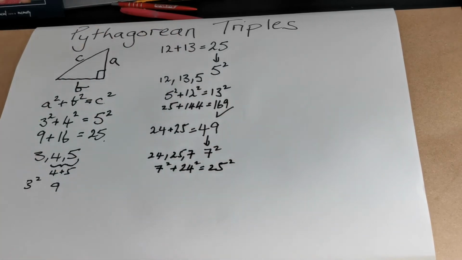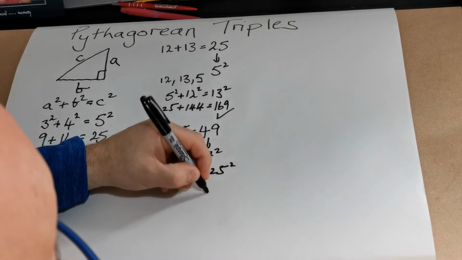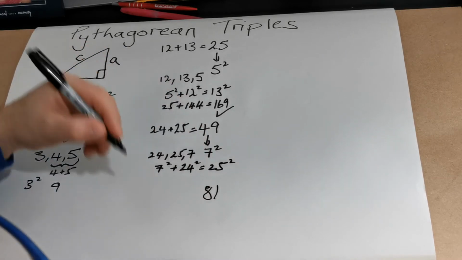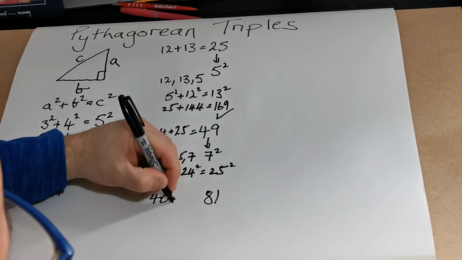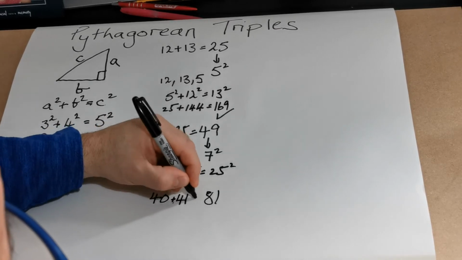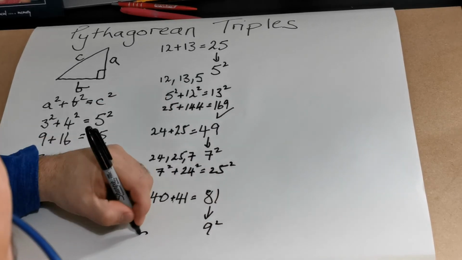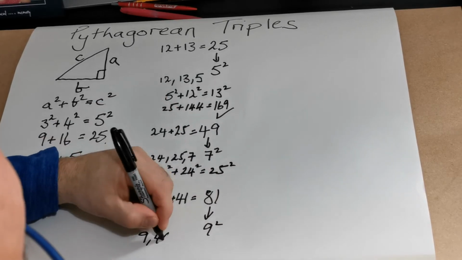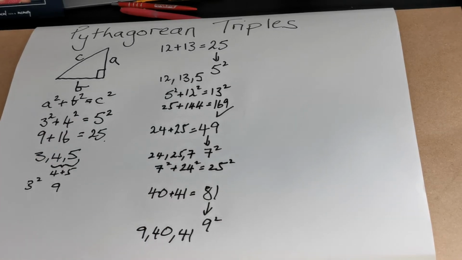And I'll let you check that out. So 49, next odd square number is 81. That is 40 and 41, the consecutive numbers that add together to give it. That is 9 squared. So 9, 40, 41 is the Pythagorean triple.